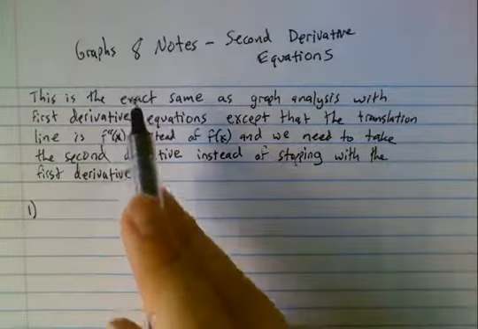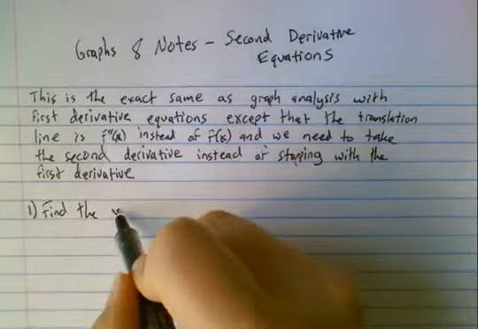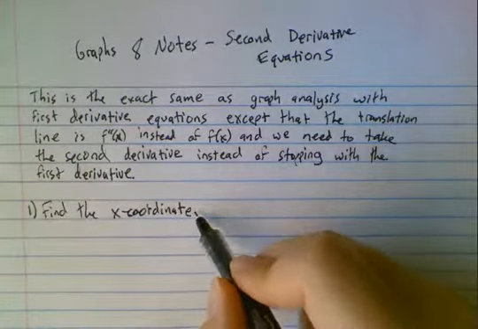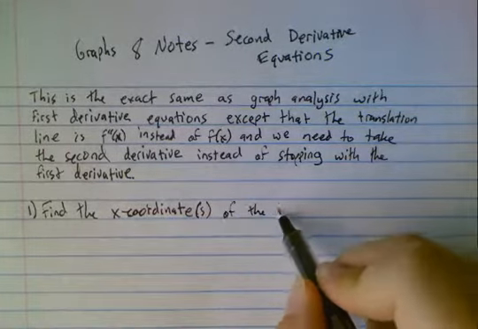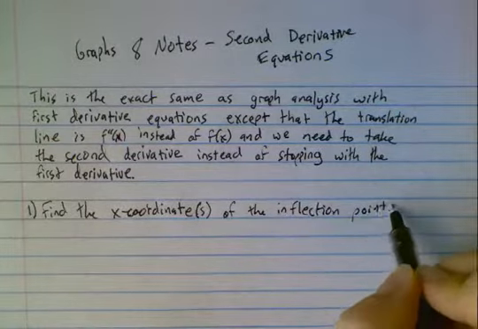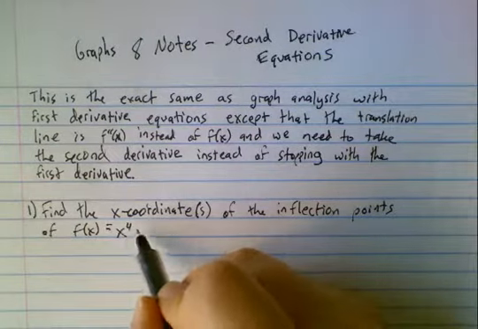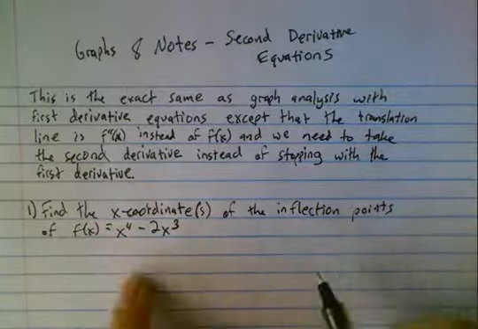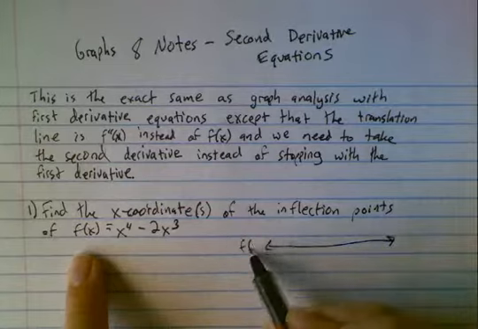I'll go ahead and write this down first. I'll pause the video if you need another second. Find the x-coordinate, might be coordinates, we don't know, of the inflection points of f of x equals x to the fourth minus 2x cubed. So we want inflection points of f of x, so that means our answer line is f of x.